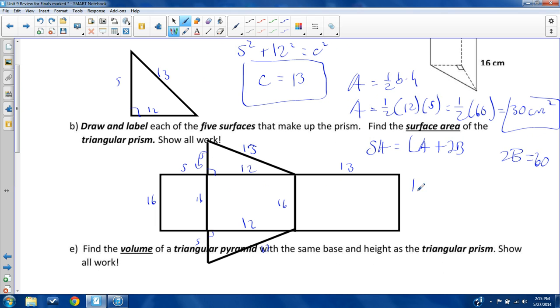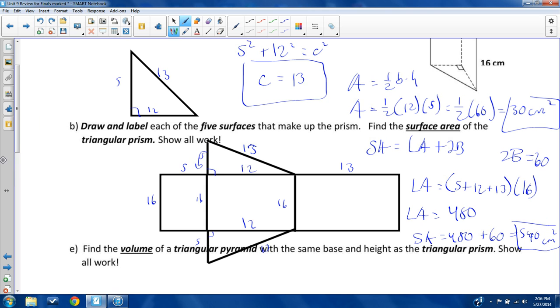Your lateral area is the perimeter of your base, 5 plus 12 plus 13, times the height, which is 16. So the lateral area is 30 times 16, which is, I think, 480. So your surface area is 480 plus 60, which is 540 square centimeters.